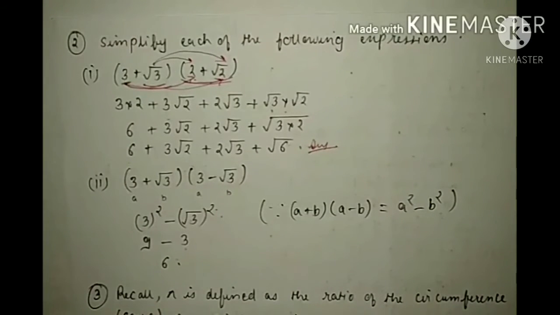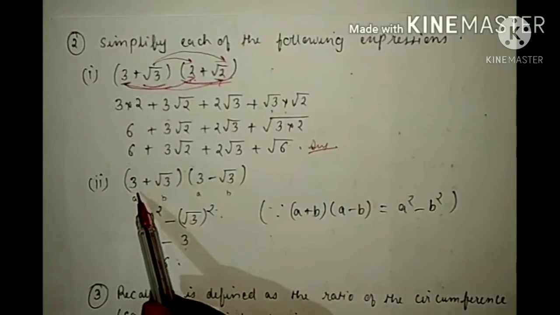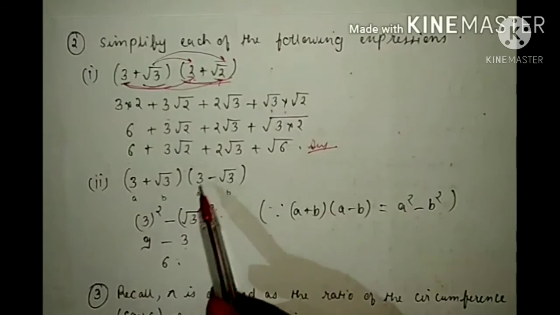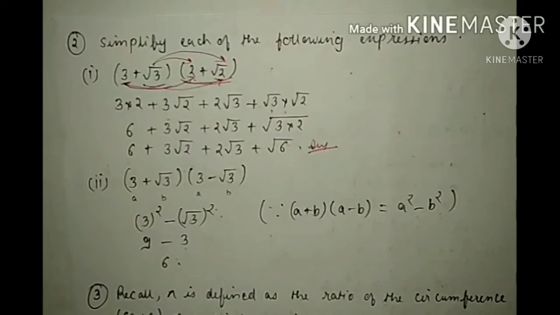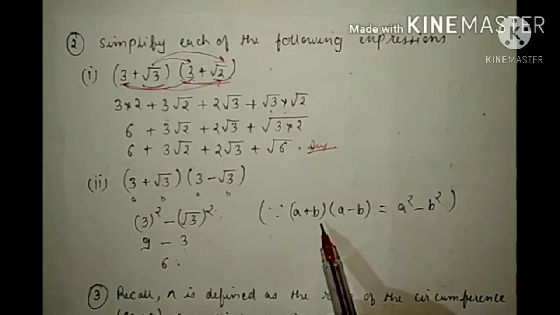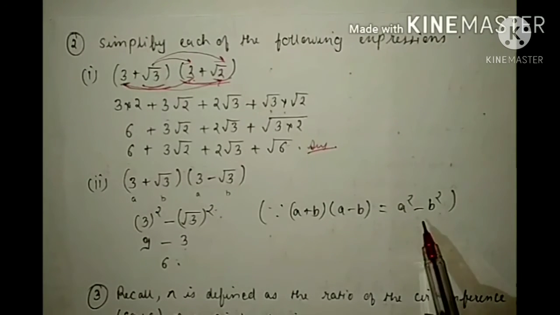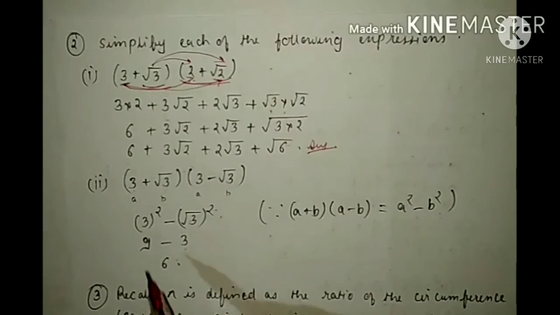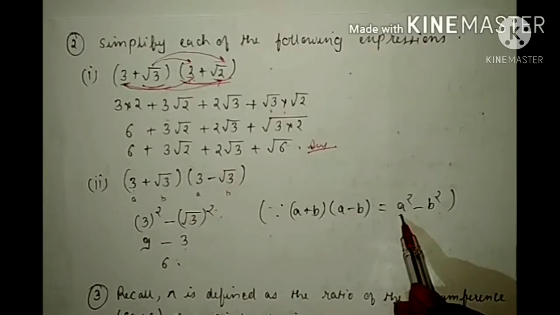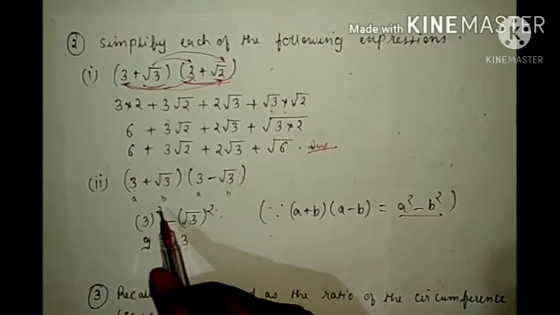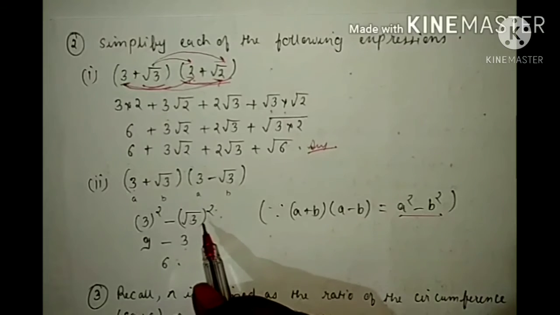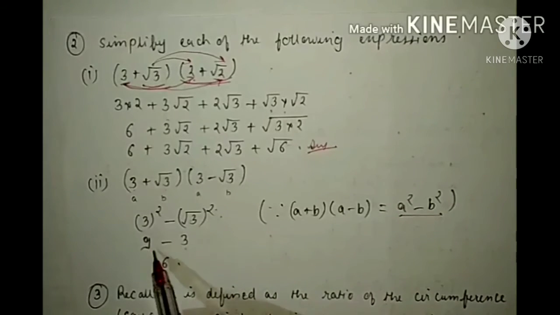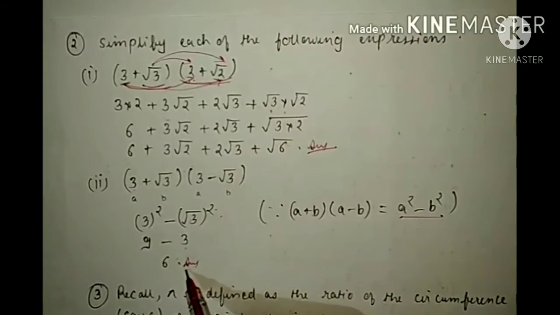Now see the second part of second question. 3 plus root 3 into 3 minus root 3. Now which identity will be used in this? A plus B into A minus B is equals to A square minus B square. This is a, this is b. Now what we will do, a square minus b square, that means 3 whole square minus under root 3 whole square. 3 square is 9 minus under root 3 square is 3. So 9 minus 3 is 6. This is your answer.